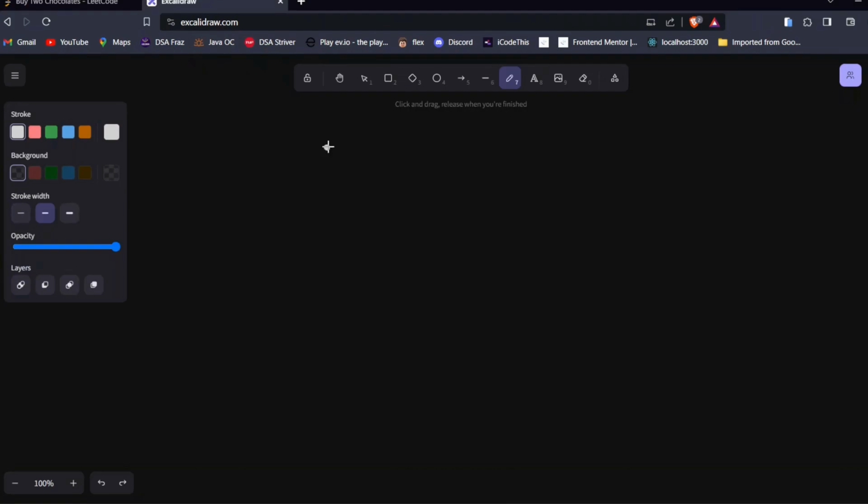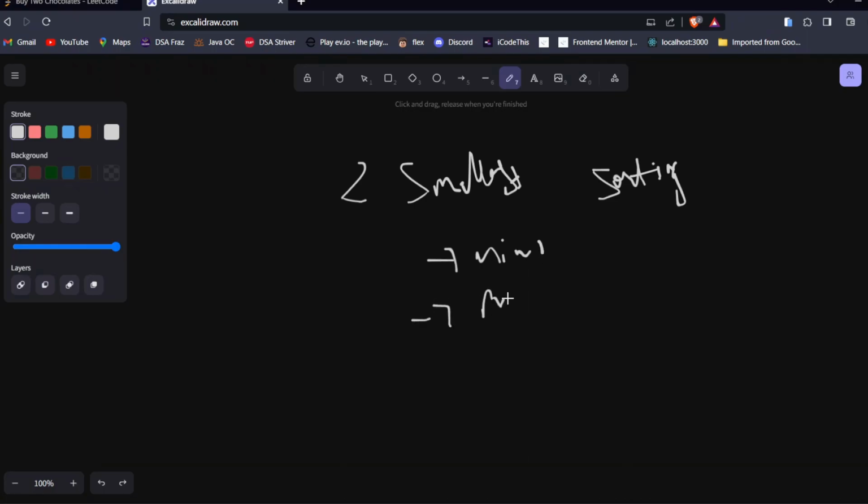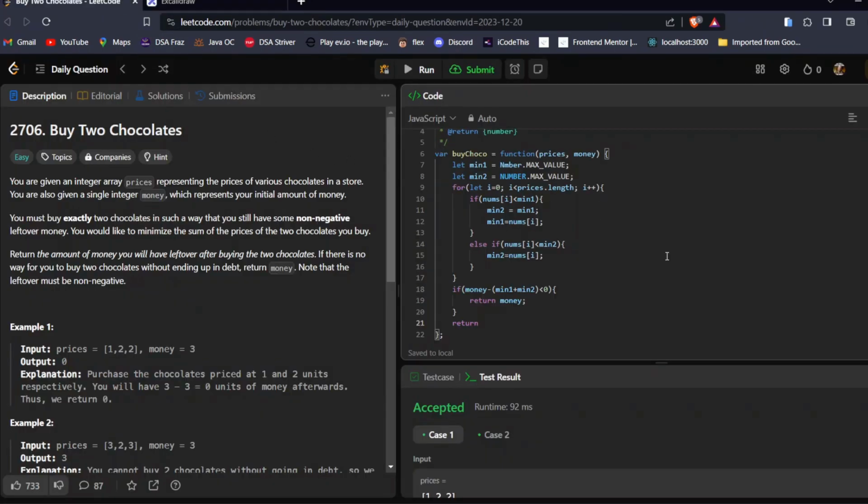Since we know that we have to take the two smallest numbers from an array, we don't really need to sort the array. Instead of sorting it, we can declare two numbers, min1 and min2, and then loop through the array. After looping, we'll have the two variables min1 and min2, and then we'll subtract them from money. So let's code this approach.